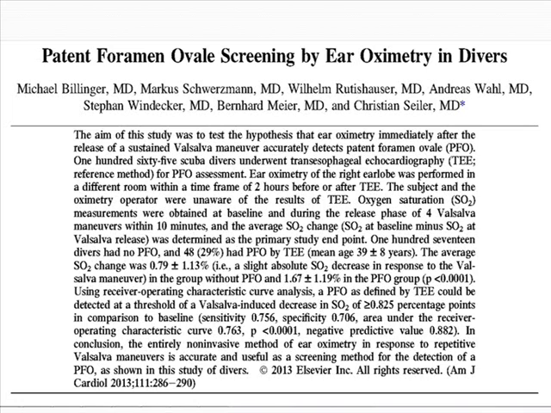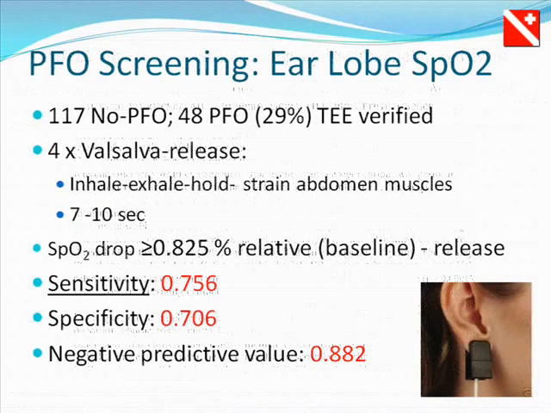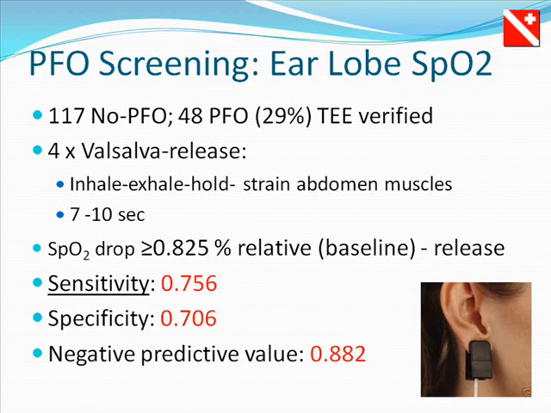But this study from Bern in Switzerland actually looked at changes in pulse oximetry as a result of intracardiac shunting. And if you think about it, that's a great idea, because if you get right to left shunting, you should get a drop in your arterial saturation values, which indeed they found. How they did it is they took 117 divers with verified non-PFOs and 48 with TEE verified PFOs, and they did a Valsalva release.